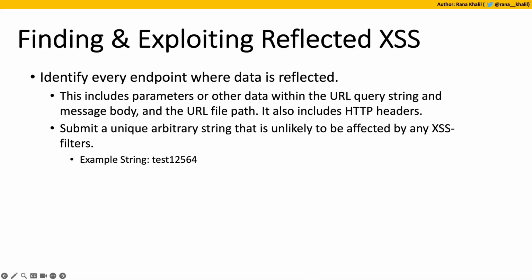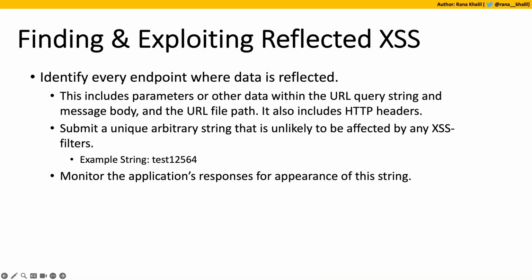An example string would be, let's say, test12564, which I just came up with. It's just a short string of alphanumeric characters, and it does not contain any tag names or special characters, and so it's quite unlikely to be blocked by any XSS filters that the application uses. Now, once you've entered this string in every endpoint of the application, then it's a matter of monitoring the application's responses for the appearance of that string.